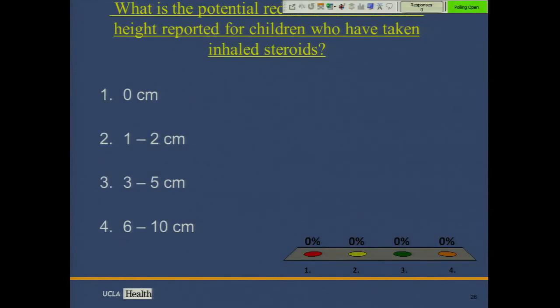Okay. All right. Now we just got a few questions here and then discuss that one exception to daily inhaled corticosteroids. It says, what is the potential reduction in final adult height reported for children who have taken inhaled steroids? And you guys are on it. I'll hold my comments till people are done making their answer.